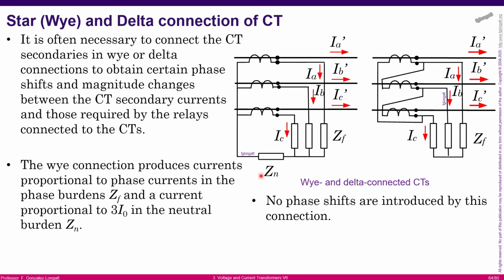Let me try again to explain this. We have three two-winding current transformers. Primary is connected in series with the lines, no problem, but in the secondary we have some series impedance, and then we are going to the burden. On the right hand side of this diagram, we have again three lines in series, but the secondary windings in this case are connected into a delta connection.